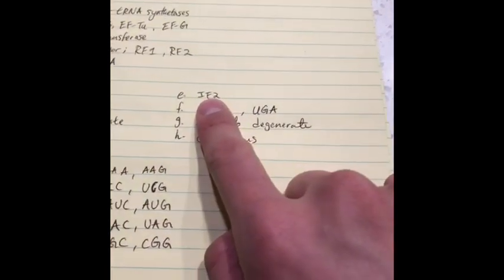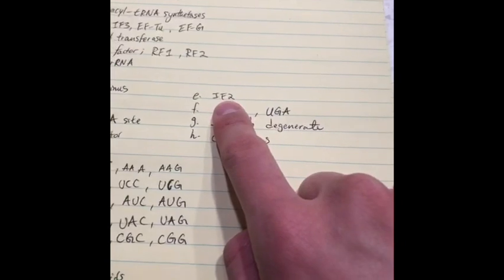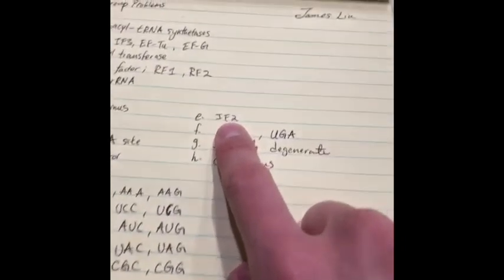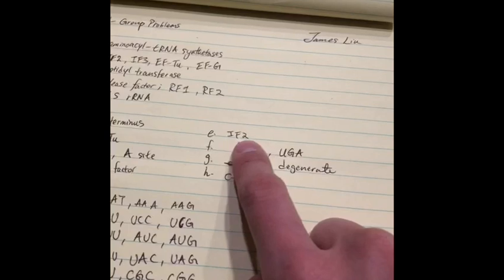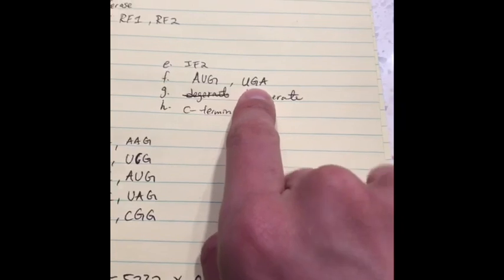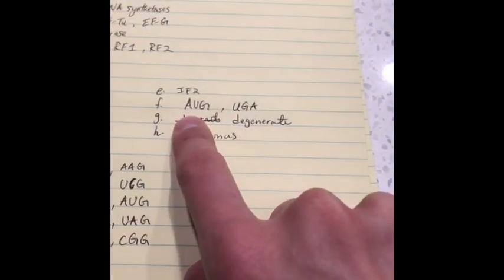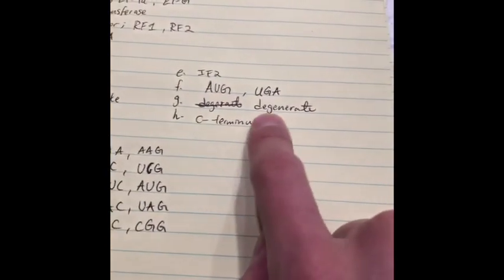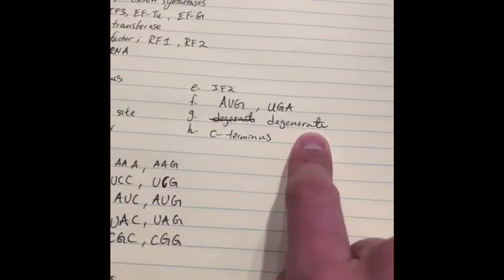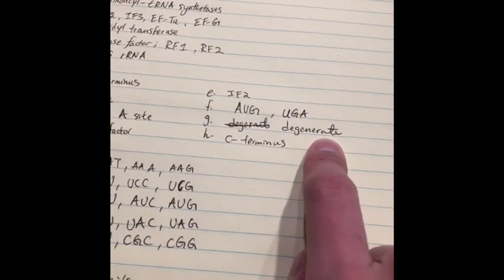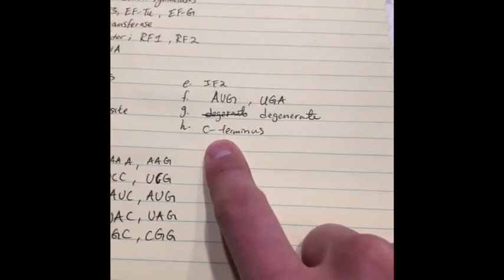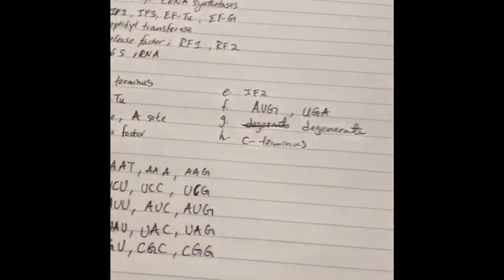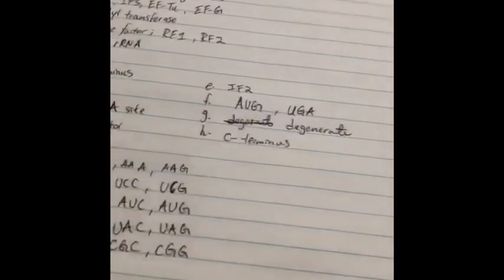E, IF2 is a translation factor that guides the mRNA to the 30S ribosome subunit. F, AUG and UGA. So the AUG codon is the start codon, while UGA is an example of the stop codon. G, degenerate is a term that indicates that more than 1 codon can specify the same amino acid. H, the final amino acid is located at the C terminus of the polypeptide.